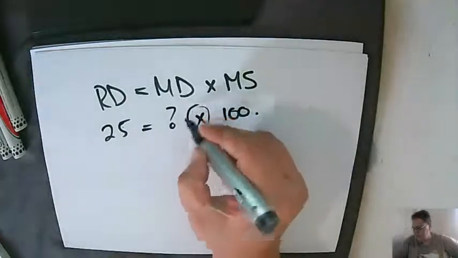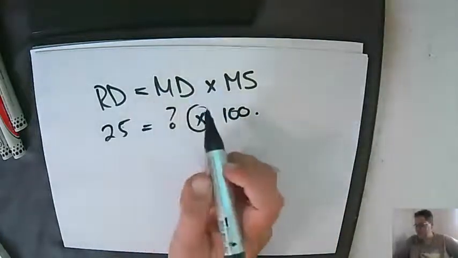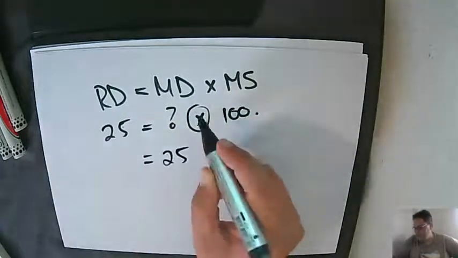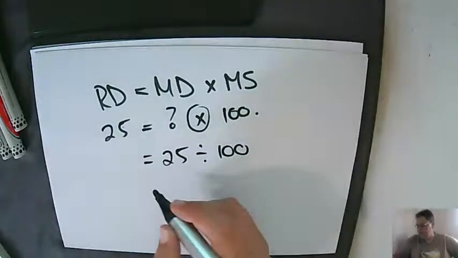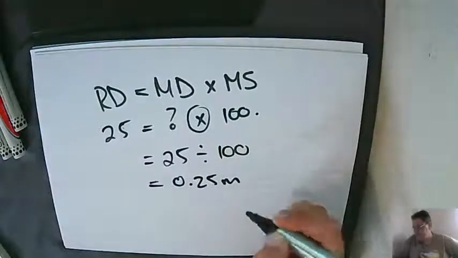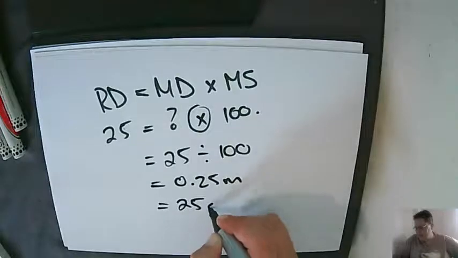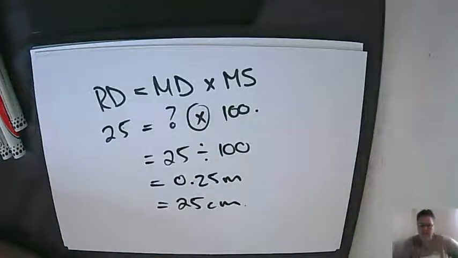Okay? All you have to do now is simplify your answer. Here is a multiplication. If you take the 25 across, that multiply becomes a divide by 100 equals 0.25 meters. And that equals 25 centimeters. Okay? Do we all understand that? Are we all ready and together? Can I move on?